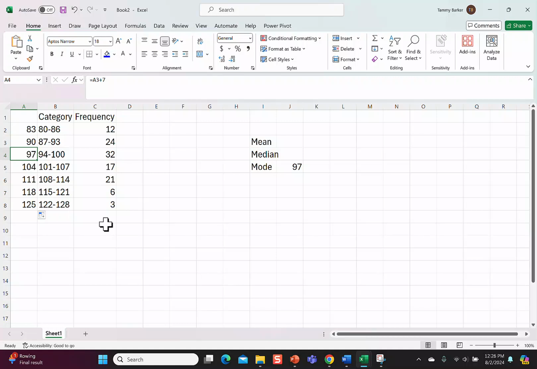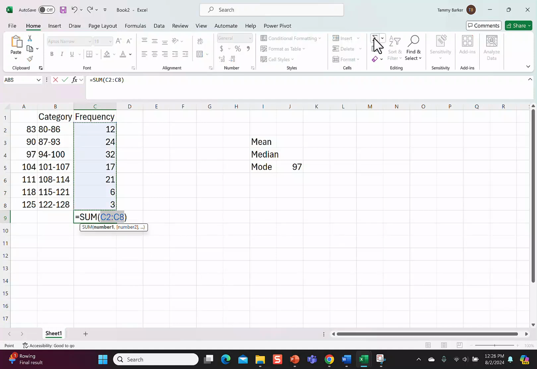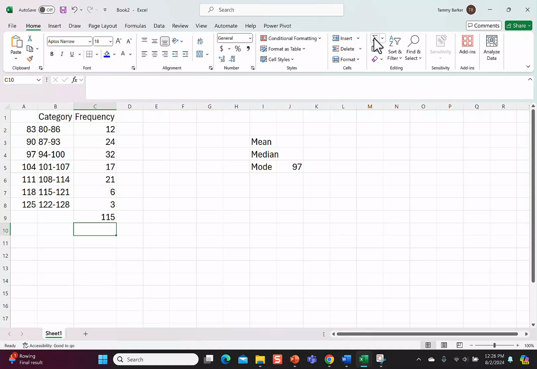Before we can find the mean or the median, we need to find the total number of values. I'm going to go under the frequency, I'm going to click on sum, make sure it highlights all of my values and push enter. Now we know we have a total of 115 values.